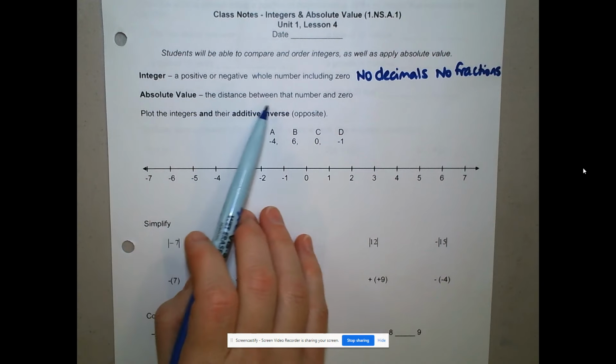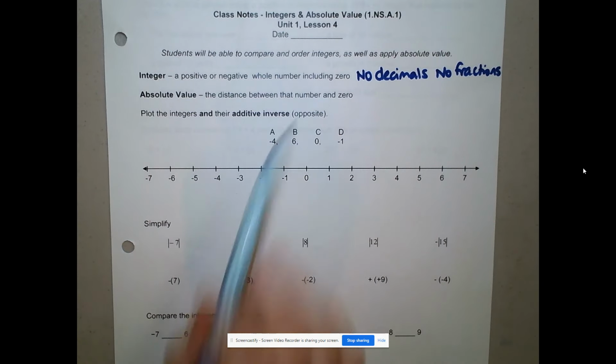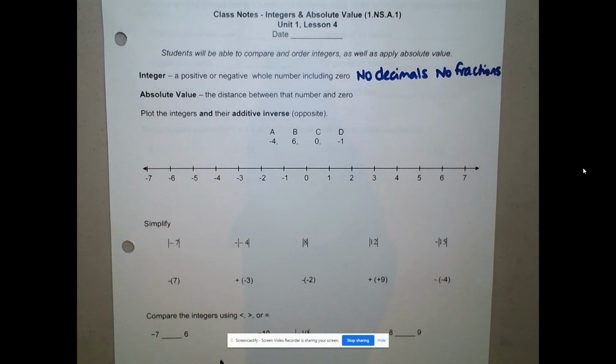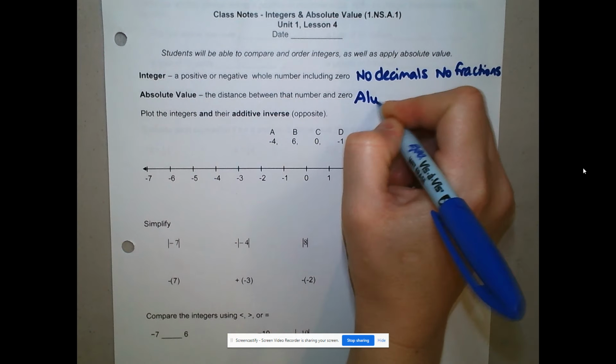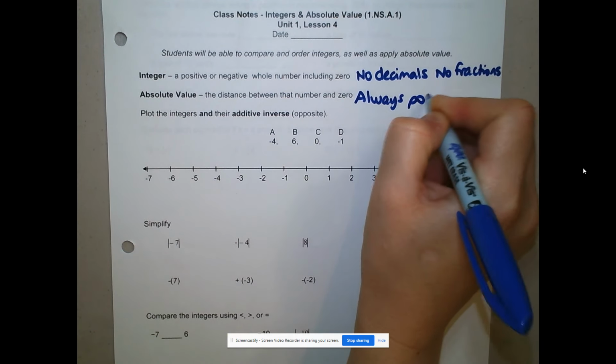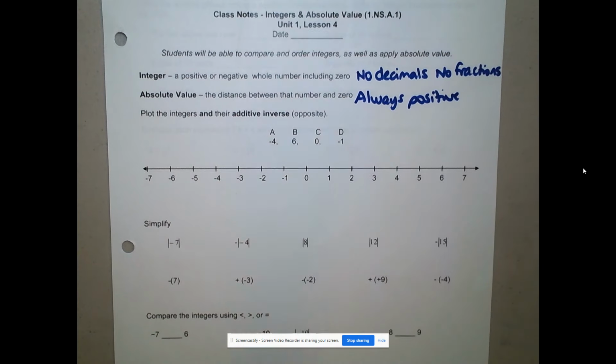Absolute value, the distance between that number and 0. So the absolute value is asking you how far a number is from 0. So absolute values will always be positive. You can make those notes for yourself if you notice that they aren't on the ones that you have copies of. Plot the integers and their additive inverse.